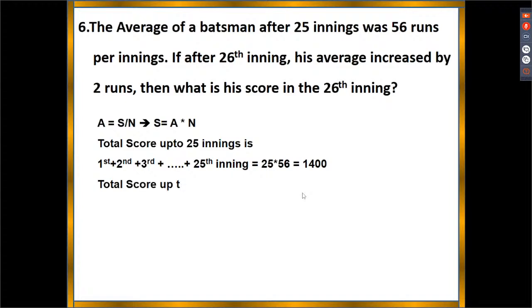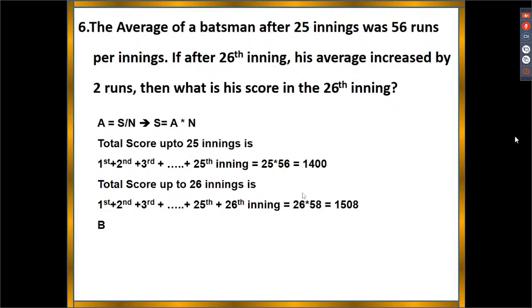After the 26th inning, up to 26 innings, the average increases by two runs, meaning 58. So due to the score in the 26th inning, the average has increased. Up to 26 innings the average is 58, which means the total score up to 26 innings is 58 into 26. Do it fast. This is the total score up to 26 innings.